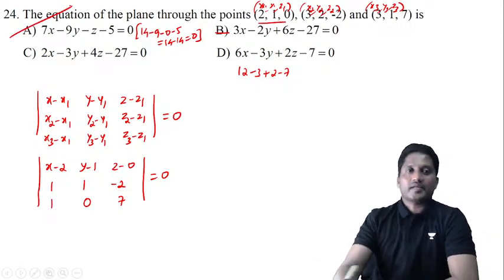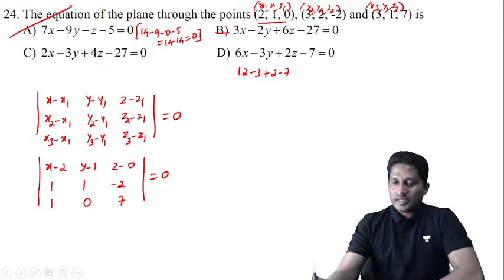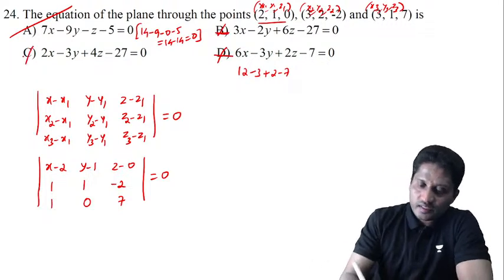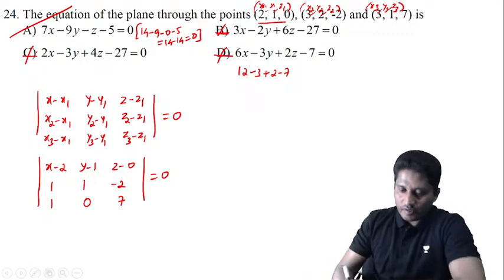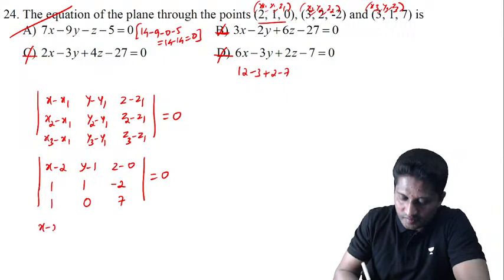Only A will satisfy. Remaining options you substitute, none of the options will satisfy. Even if I find a regular method also, if I substitute in the formula and simplify, you will get the first option only. Within 30 seconds you get the answer.